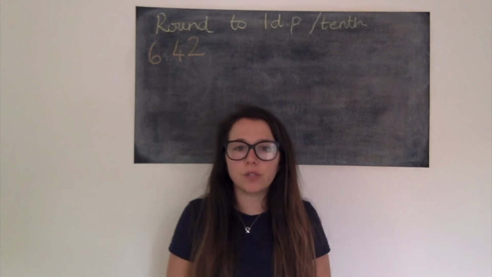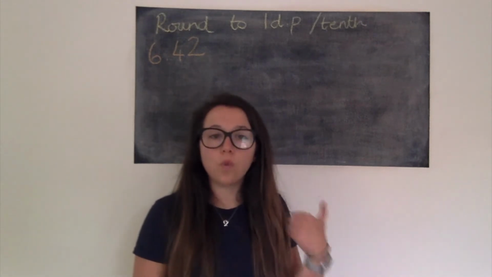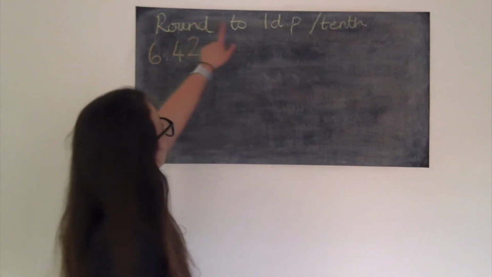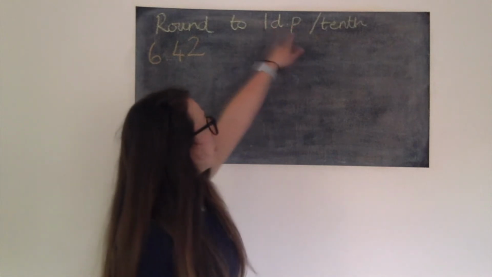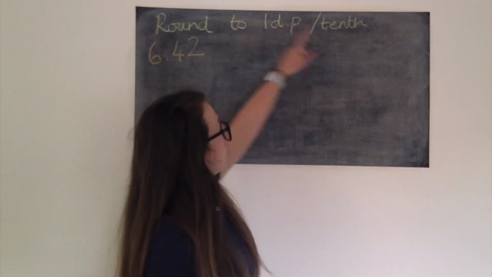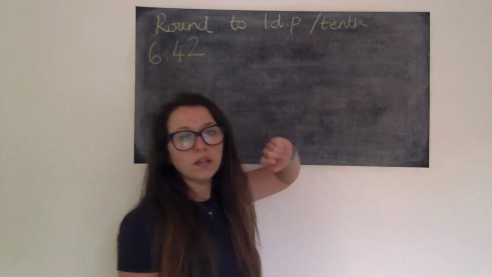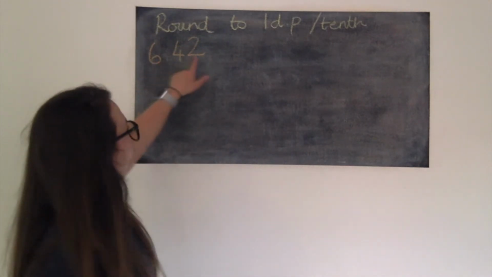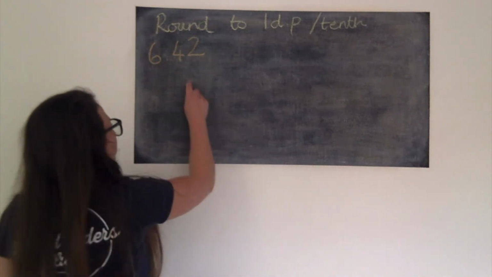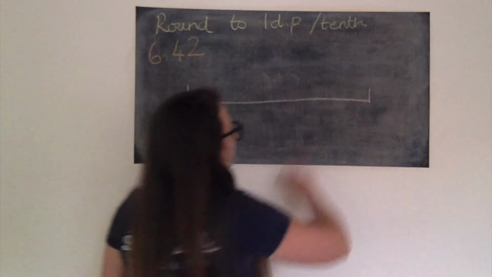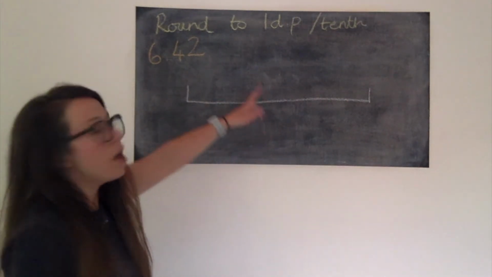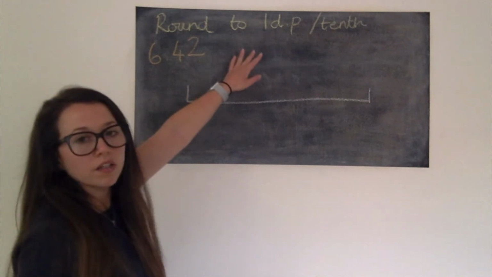Okay, now we're going to get a little bit trickier, because now we're rounding to 1 decimal point. You might see it written like this, 1 dp, 1 decimal point, or another way of saying it is rounding to the nearest tenth. Okay, so our number is 6.42. So the same as before, we start on our number line, but this time we're not looking at the whole numbers.